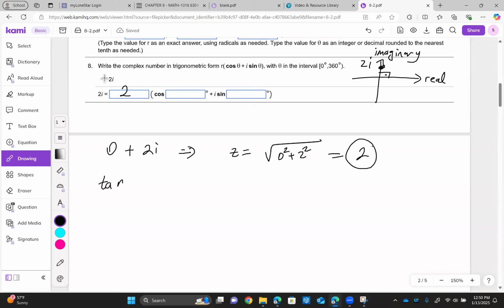Now for the angle, tangent of theta is equal to 2 over 0, which is undefined. So the only angle whose tangent value is undefined in quadrant 1 is 90 degrees. So therefore you will need a 90 here and 90 here if you have this 2i as a complex number.